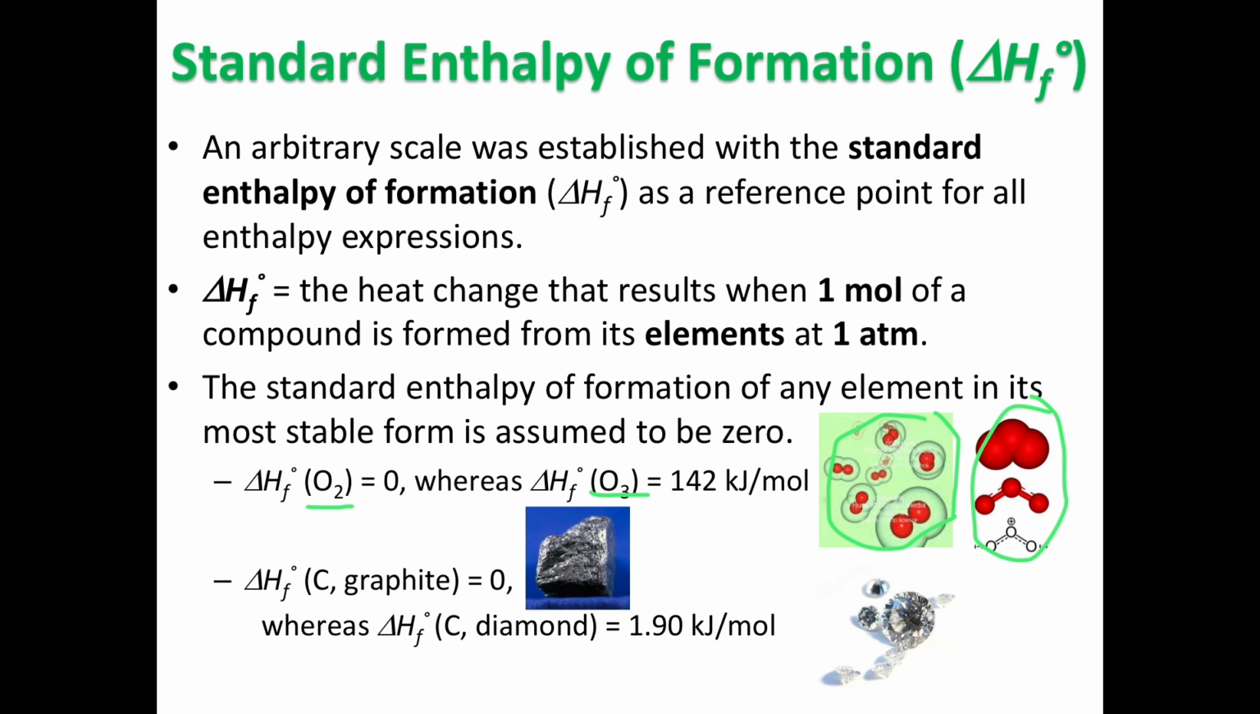For another example, we have carbon as graphite. This is considered the more stable form of carbon, and its enthalpy of formation is 0. However, a diamond has a slightly higher enthalpy of formation at 1.9 kilojoules per mole.